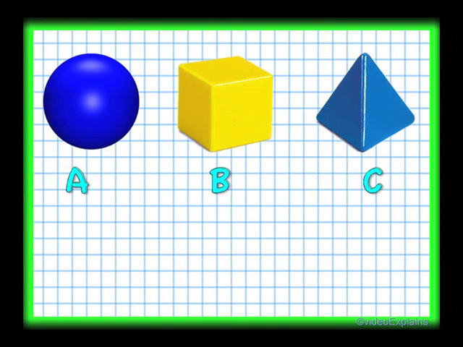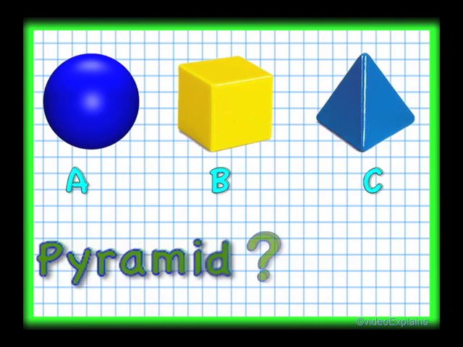A, B, and C are three different shapes. Which one of these is a pyramid? You have 10 seconds to guess the answer.